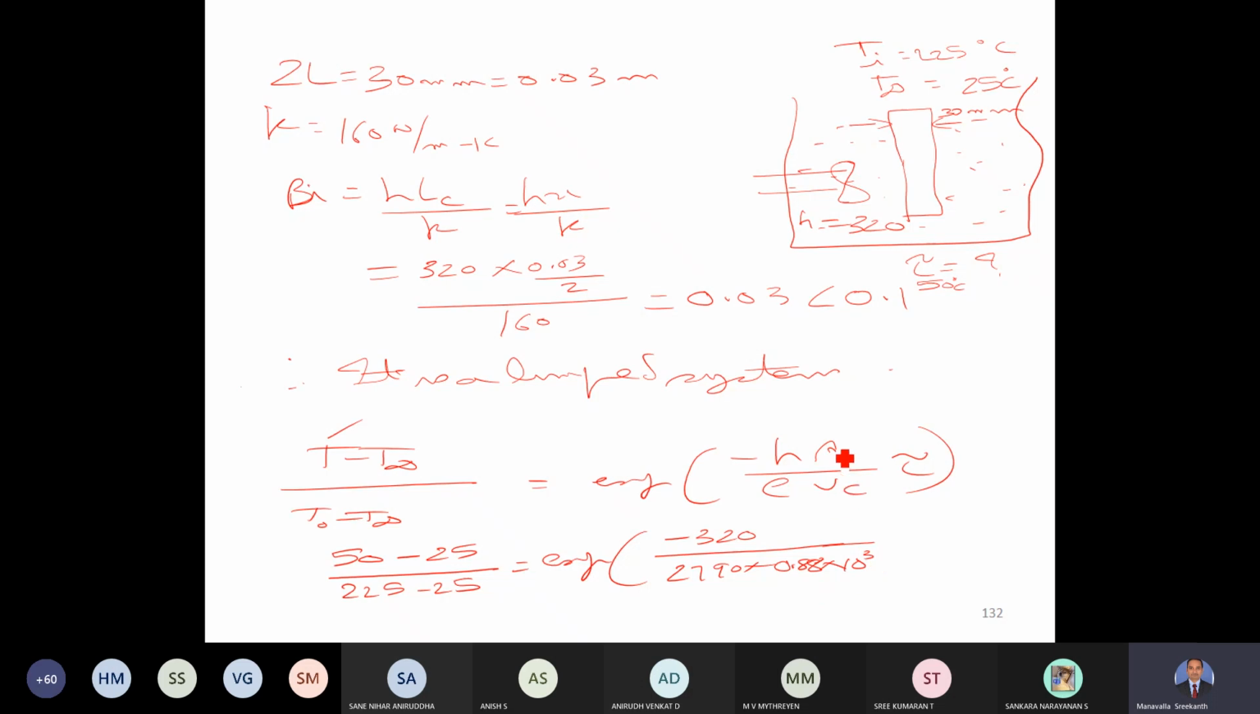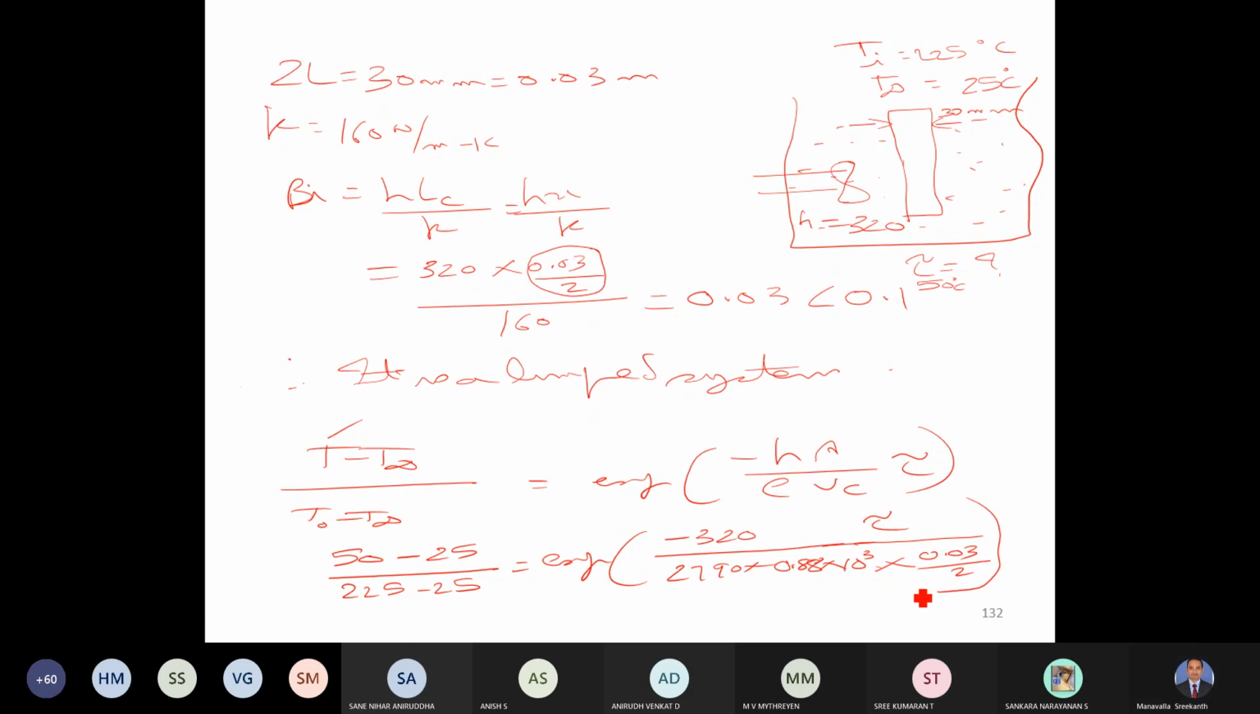and we have V by A. So this A, if you bring it down, V by A is the characteristic length. So that comes in the denominator, and we have seen here V by A is nothing but L, 0.03 by 2. And this tau.